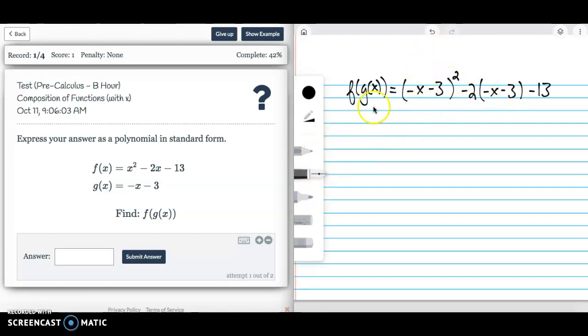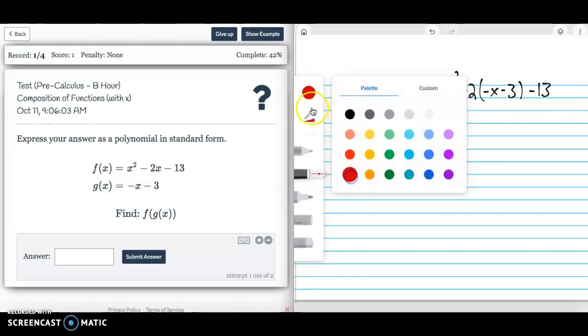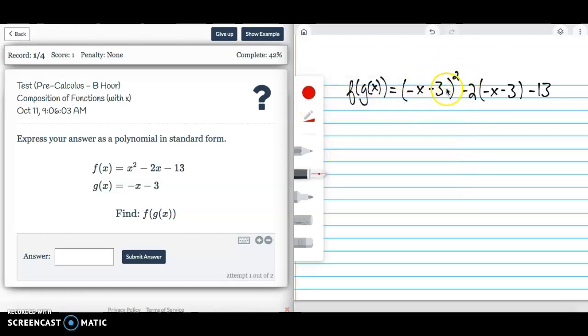First and foremost, one of the biggest mistakes I see is that students automatically want to start distributing exponents. Anytime that you have addition or subtraction inside of an expression, you cannot distribute your exponent. You actually have to multiply it out. It makes your life harder, but recognizing it is the first step. So what we're actually going to be finding here is we're going to do negative x minus 3 times negative x minus 3. Negative 2 times the quantity negative x minus 3, and then minus 13.